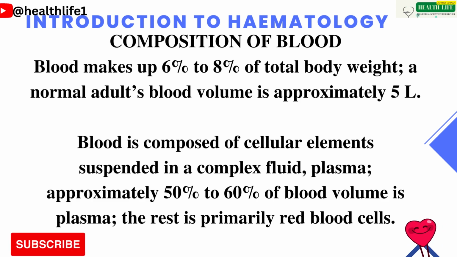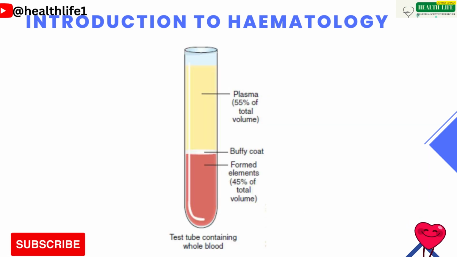Now, the rest, apart from the liquid plasma, is mostly red blood cells. In fact, when you look at blood, it looks red. So a lot of people think blood is just red blood cells. But no, blood also contains white blood cells, not because they look white. And then we also have platelets. We'll talk about them as we go along the course.